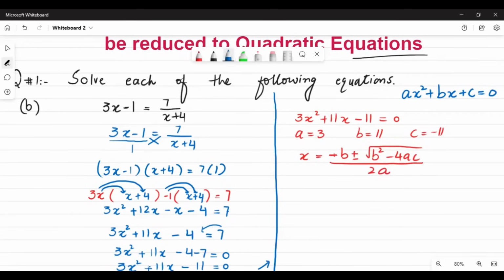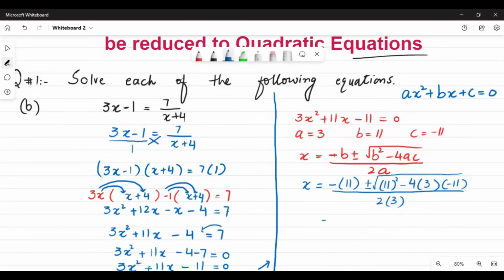Substitute the values. x is equal to minus, this minus is the formula's minus, b value is positive 11, plus minus the square root of b value 11 square, minus 4, a value is 3 and c value is negative 11. Substitute the values, and even substitute the value in the denominator too, which is 2 into 3.